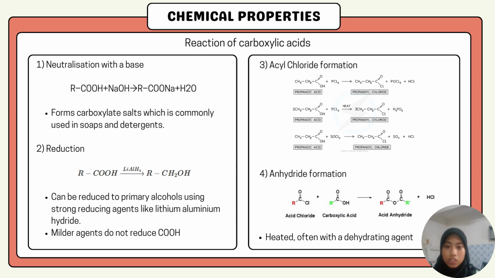So the second one is reduction. Carboxylic acid can be reduced to primary alcohol by using strong reducing agents like lithium aluminium hydride. So it only uses strong reducing agents because milder agents do not reduce carboxylic acid to primary alcohol. So the third one is acid chloride formation. Acid chlorides are highly reactive intermediates, which are commonly used in organic synthesis. And then the fourth one is anhydride formation. In this formation, it is often heated with a dehydrating agent.